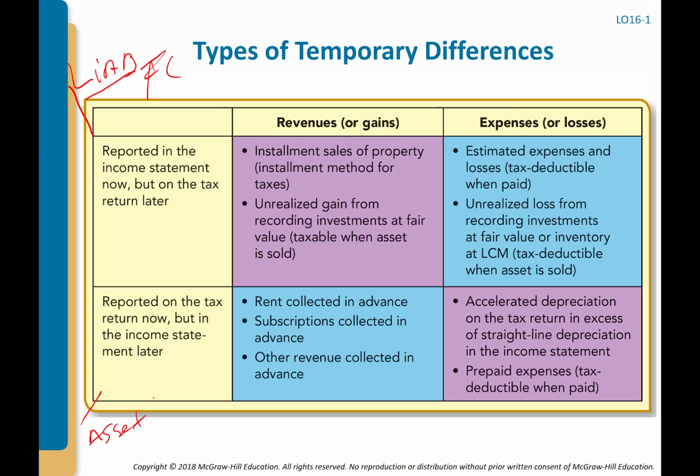Unrealized gain from recording investment at fair value. And so it's unrealized gain now. We're taking this as our income statement gain, right? And what's happening? We won't take it as income until later on when we actually sell that asset. So that's going to generate a tax liability, right?